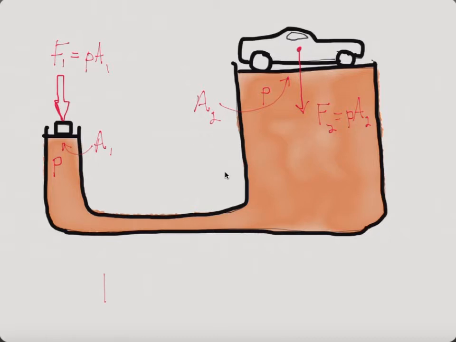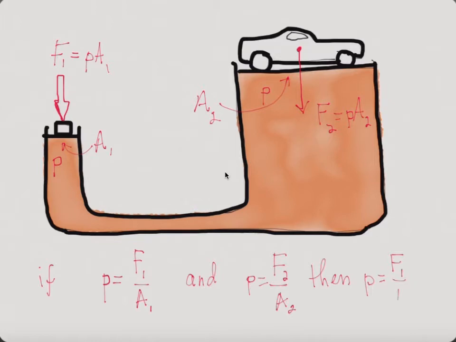So that means that if P is equal to F1 over A1, and if P is equal to F2 over A2, then the pressure is just going to equal F1 over A1 equals F2 over A2. That's really what we're trying to get at.